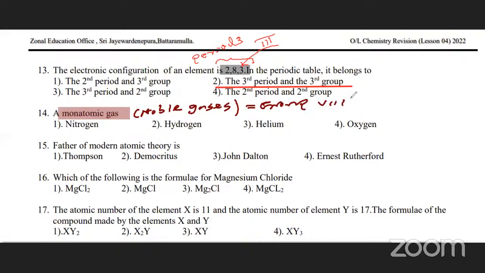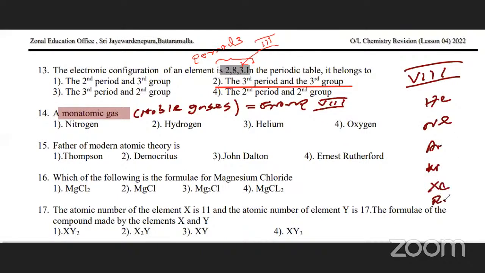Helium, neon, argon, krypton, xenon and radon are the group 8 gases. Therefore the answer will be third, that is helium. Question number 15. Father of modern atomic theory, John Dalton. So this is like recalling previous memory, like theory. Therefore you can get around 15 to 18 basic level questions in the O-level science paper.